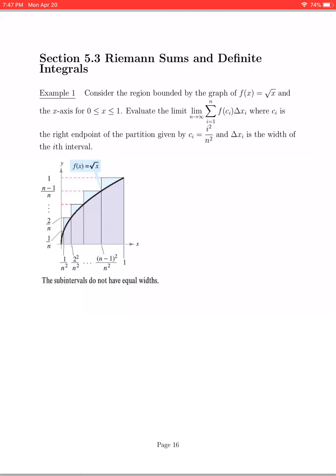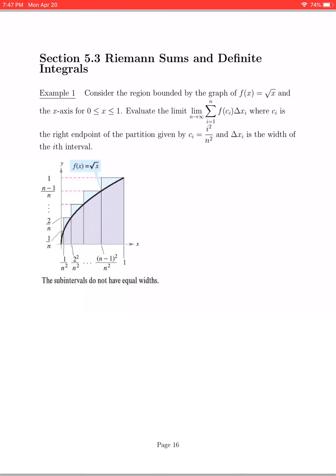In section 5.3, we're going to look at Riemann sums and definite integrals. To start, let's do example 1. Consider the region bounded by the graph of f of x equals the square root of x and the x-axis for 0 less than or equal to x less than or equal to 1.